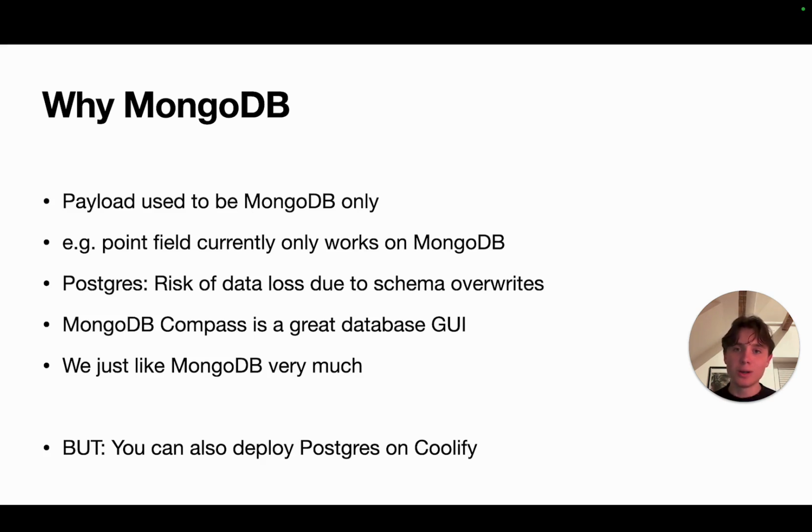Let's say you have a name field and a slug field, and by mistake you remove the slug field and you overwrite the schema, and now you add it back, but all the slugs are lost because the schema has been overwritten. Now Payload warns you about this stuff, and to be honest, it's hard to mess it up, but the risk is still there. And you don't have this risk with MongoDB.